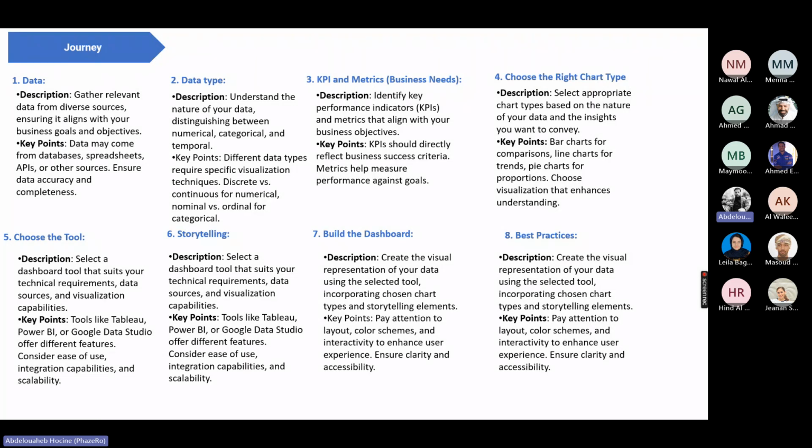Here we are talking about the data type. Is it numerical? Is it categorical? Is it nominal or with an important order? When we have our description of the data types, we can talk about the KPIs and the metrics. In the KPIs and metrics, here we are looking for the business needs, what the company needs.